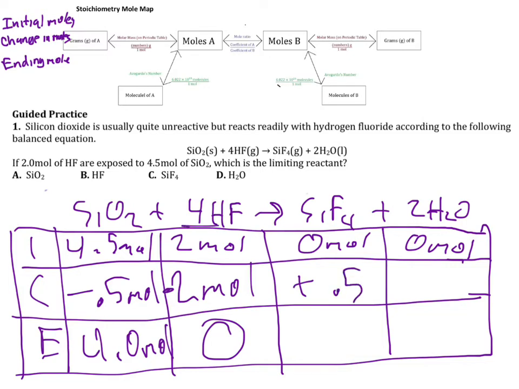And then this is a 4-to-2 ratio, so it's going to be producing 1 mole. And so again, this is a 4-to-2 ratio, so you see how you're producing half as much in terms of moles. And so what we end up with is this situation here.